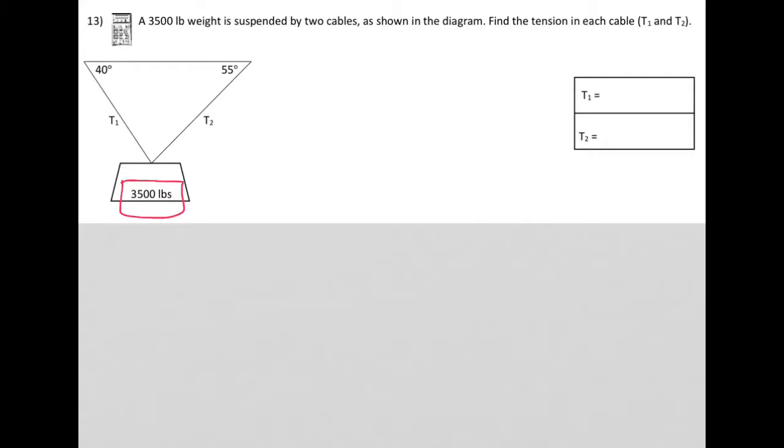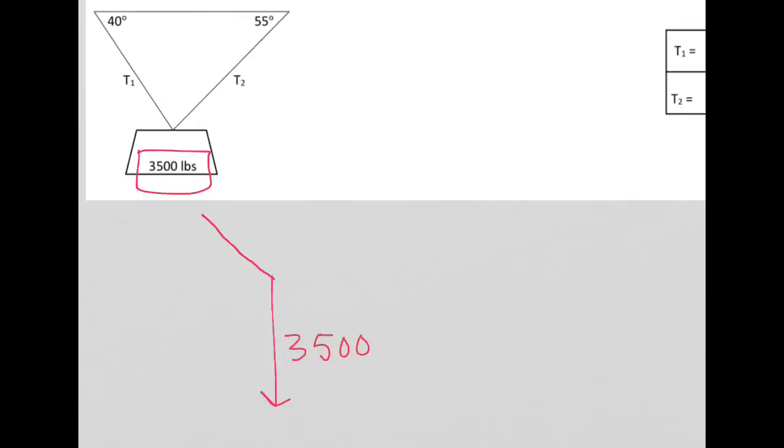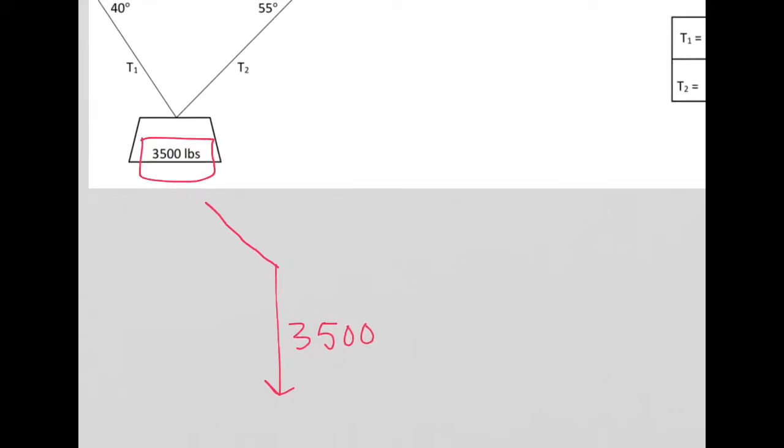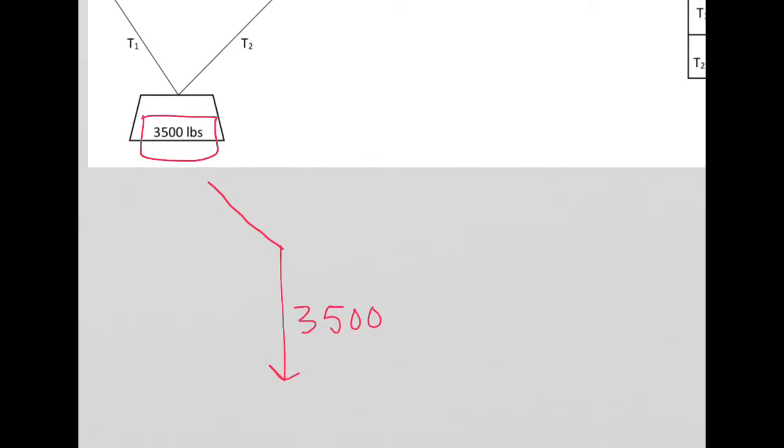Let's go straight down and let's let that represent this 3,500-pound force going down. And then what do we know? We know these two different angles right here. We've got a 40-degree angle going off to the left, and so I'm going to draw this going off like that, and then I've got another line going up like that.